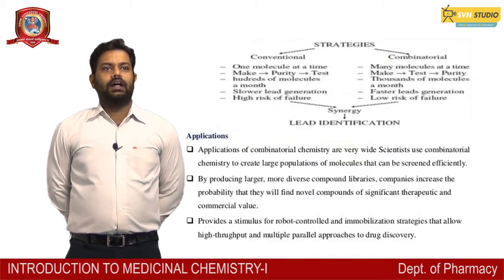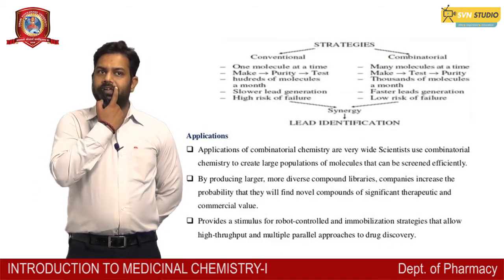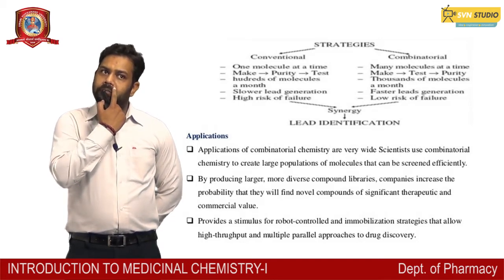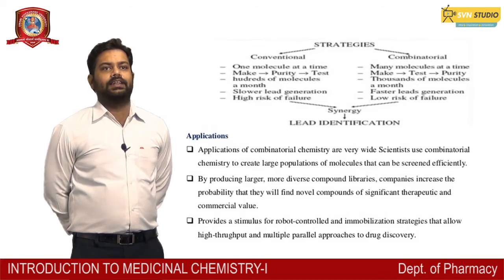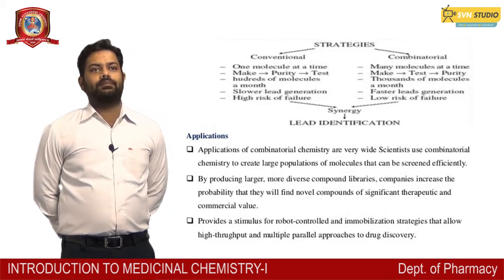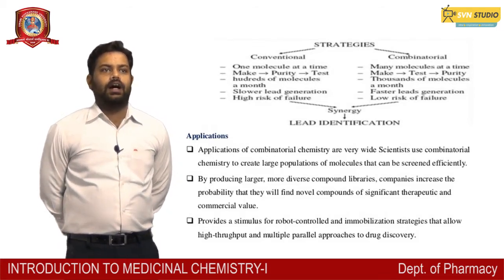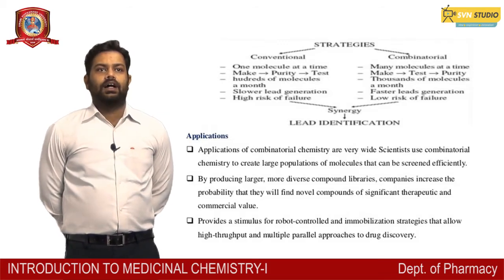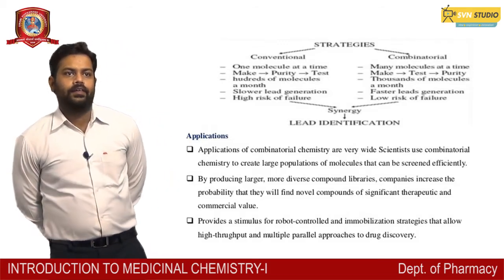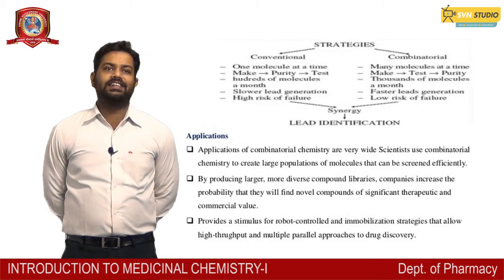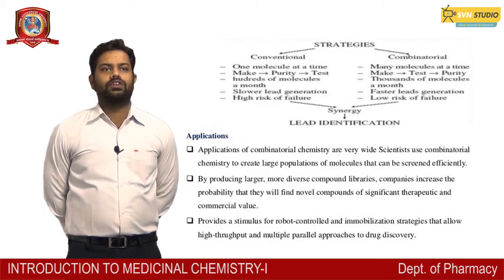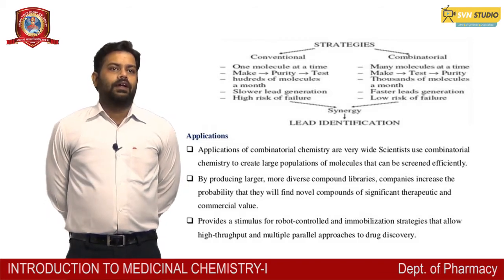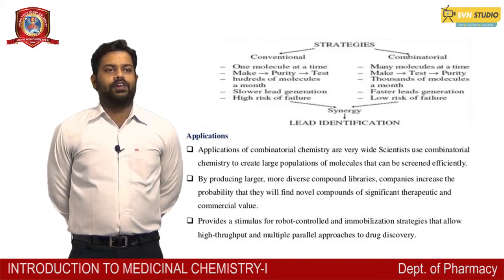So, some strategies of conventional and combinatorial chemistry. In the conventional method, one molecule at a time is made and a purity test is done. In combinatorial, many molecules at a time are made and tested, and purity is checked. Hundreds of molecules in a month versus thousands of molecules in a month. Slower lead generation versus faster lead generation. High risk of failure versus low risk of failure, synergy, and lead identification. Application.